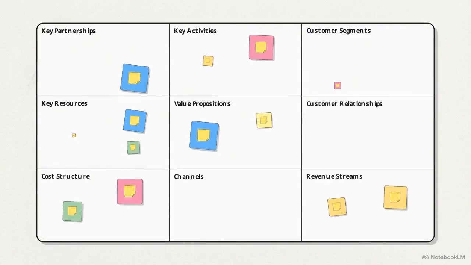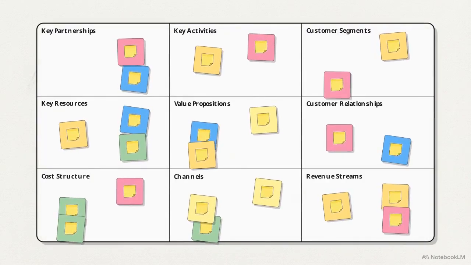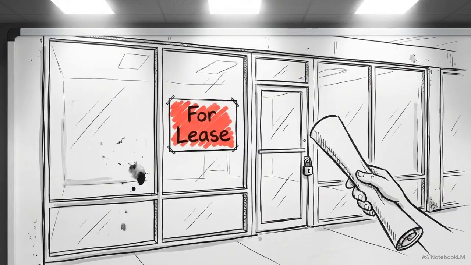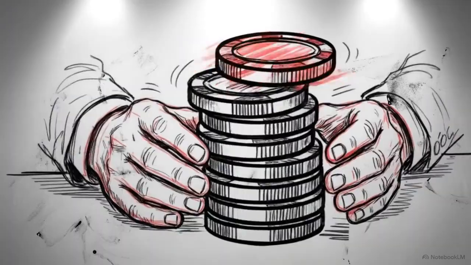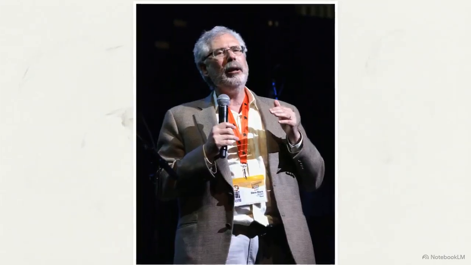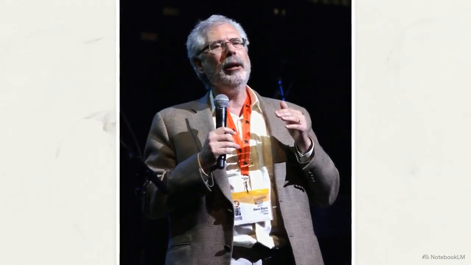You've mapped out all 9 blocks of your business model canvas, and the logic appears sound. However, leasing a commercial space or hiring a team based solely on this paper is a high-stakes gamble. You are shoving all your chips across the table before the market has even dealt the first hand. Startup pioneer Steve Blank has a rule for this exact moment.